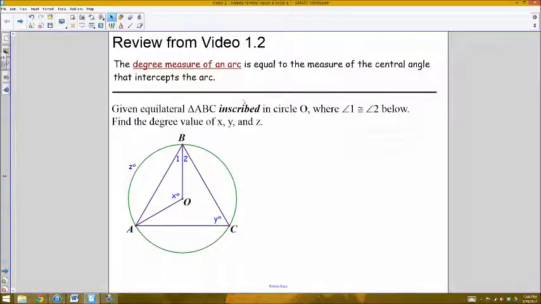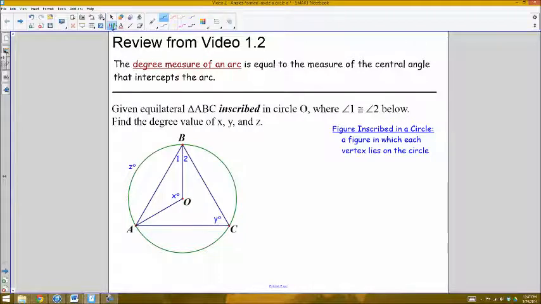First, let's understand what it means for something to be inscribed. A figure inscribed in a circle is a figure in which each vertex lies on that circle. The word inscribed actually comes from Latin, in for inside, and scribe meaning written. So the word literally means written inside. So inscribed equals inside. So this figure, triangle ABC, is inscribed, meaning that each of its vertices is a point on the circle. Let's see what happens with the relationships we've learned in the last video.